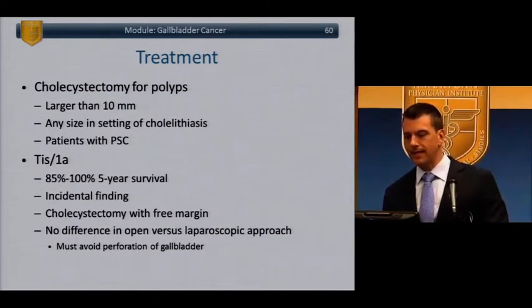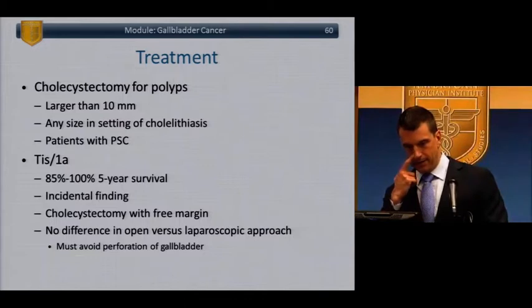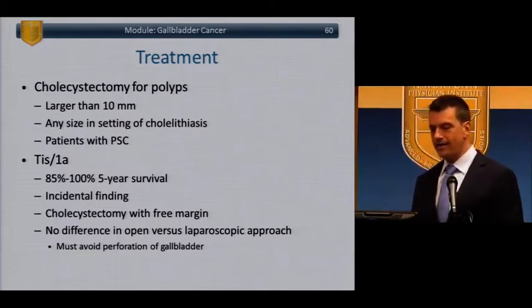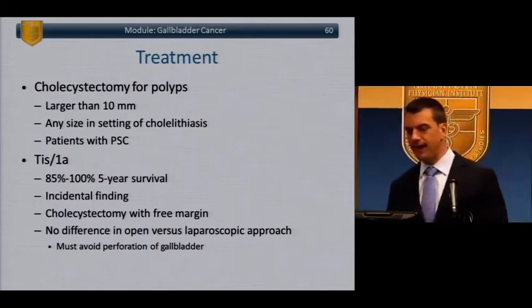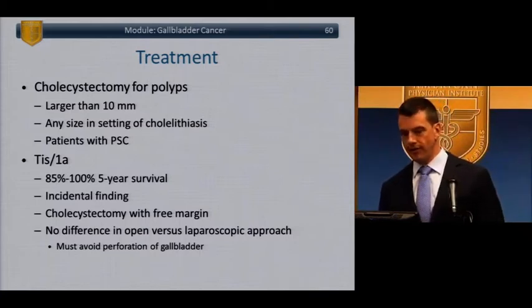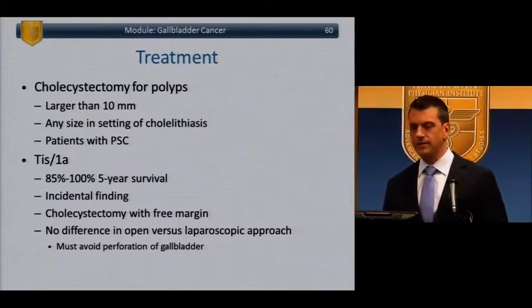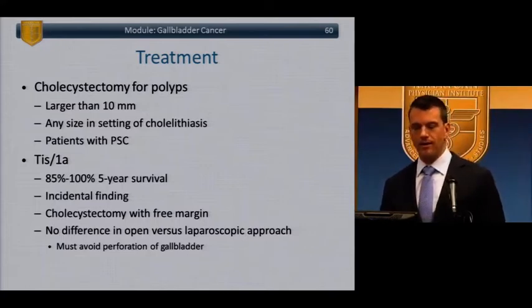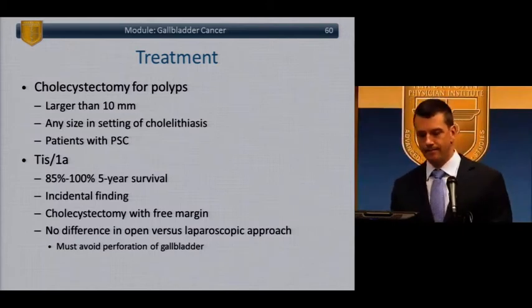Cholecystectomy for polyps, again, larger than 10 millimeters, any size in the setting of cholelithiasis, and patients with PSC should have this done. For tumor in situ or T1A, they have an 85 to 100% 5-year survival. It's an incidental finding on the pathology. Cholecystectomy with free margin is all that is needed. And there's no difference in the open versus lap approach, although you very much want to avoid gallbladder perforation and spillage of potential cells into the abdominal cavity.